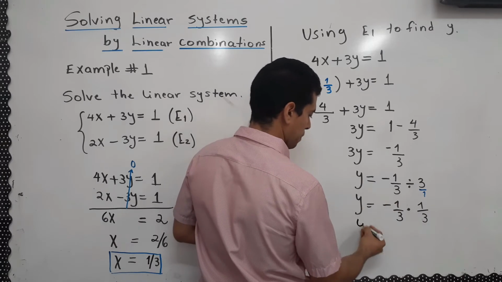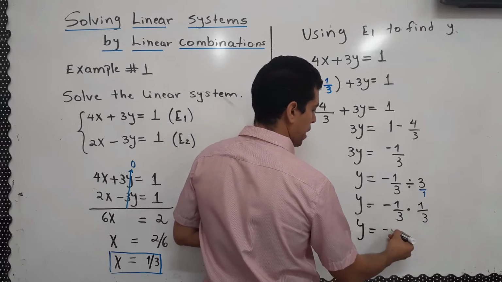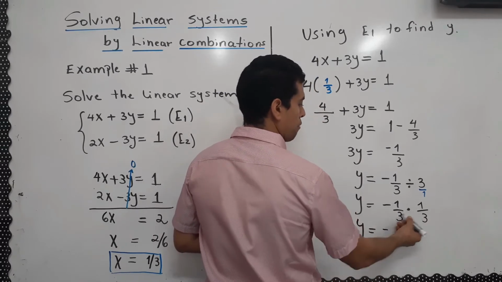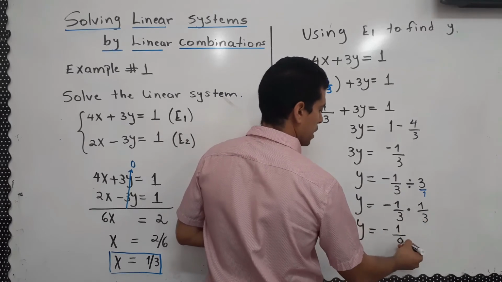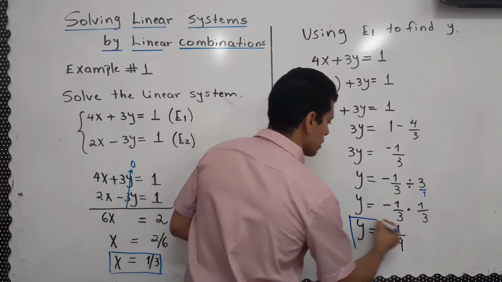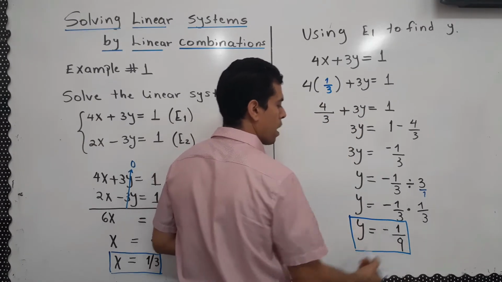So negative 1 multiplied by 1 is going to be negative 1. And 3 multiplied by 3 is going to be 9. So the value of y in this exercise is equal to negative 1/9.